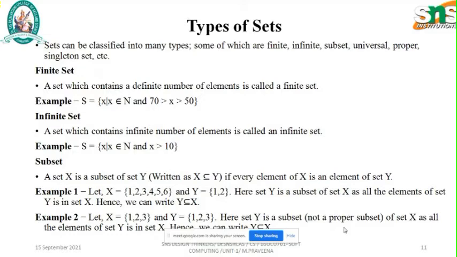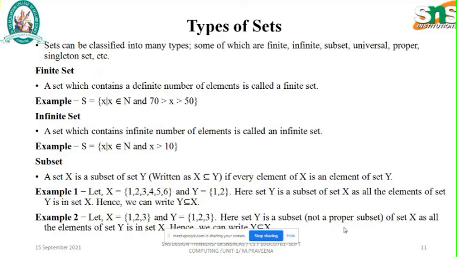So first one is finite set. What is finite? As we all know, finite means a countable number of elements. For example, in the English alphabet there are only a fixed number of letters, so it is countable. It is called a finite set. A set which contains a definite number of elements is called a finite set. See the example here.